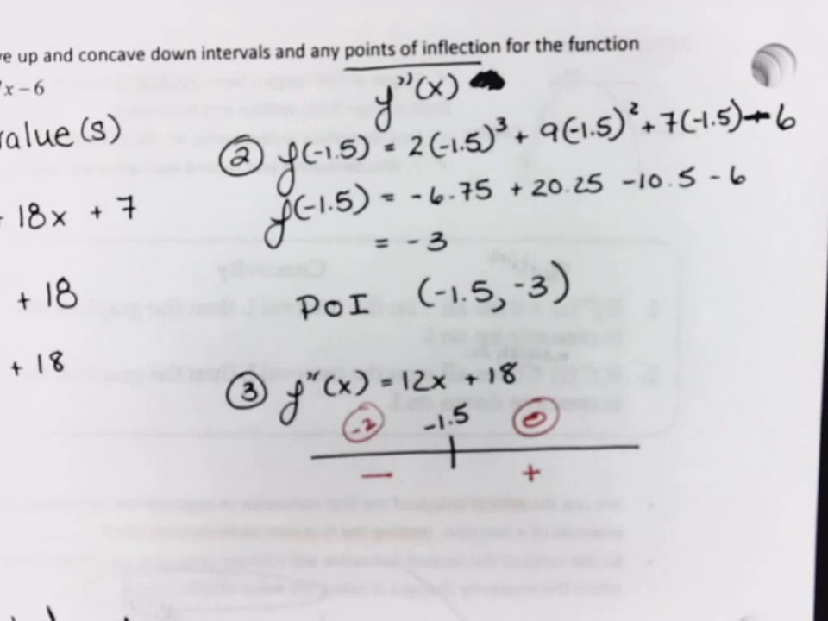Okay, so let's think about that. Concave up: we're going down, down, down, and then we're going up, up, up. So we are at a relative min.